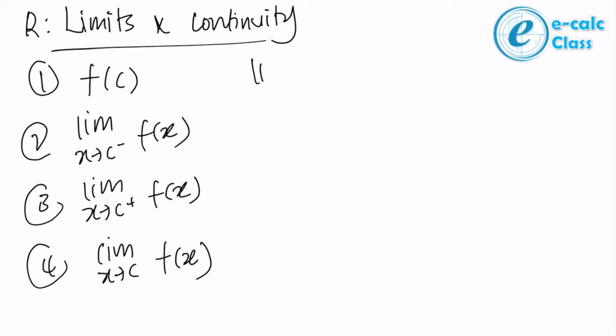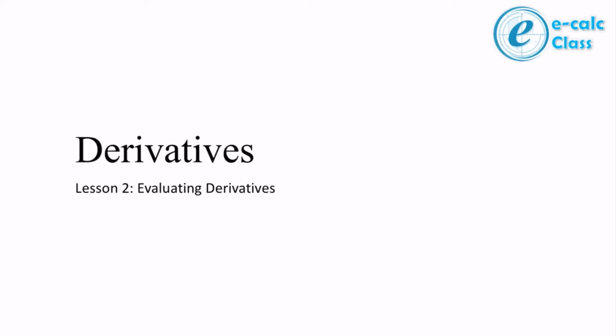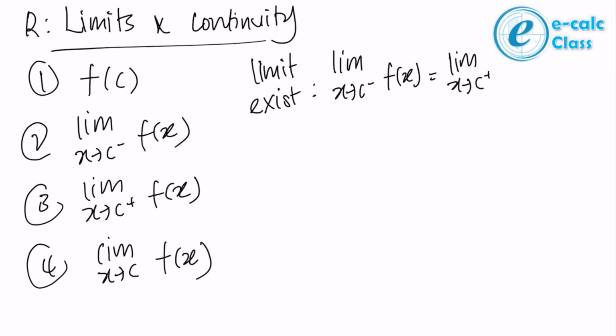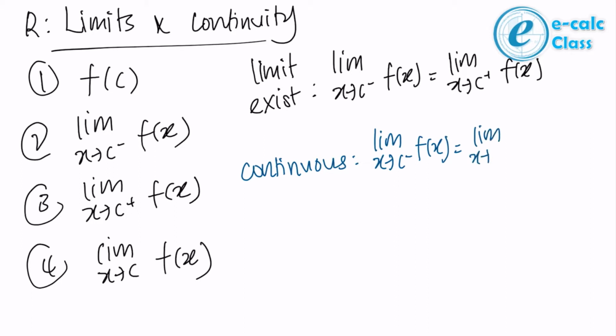In order for a limit to exist, what is the condition? The limit from the left and from the right must exist, and they must be unique and the same. Then what about continuous? We have one more condition. The limit from the left equals the limit from the right, which means the limit exists, and one more condition, it has to be equal to f of x at c. Then what about differentiability?